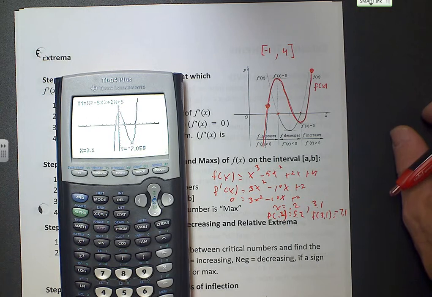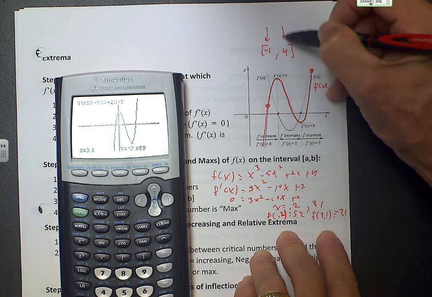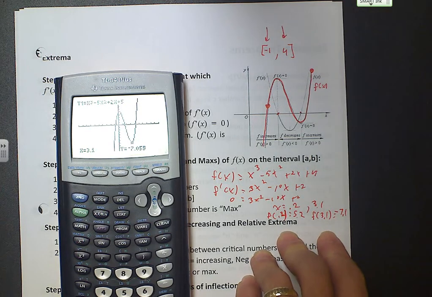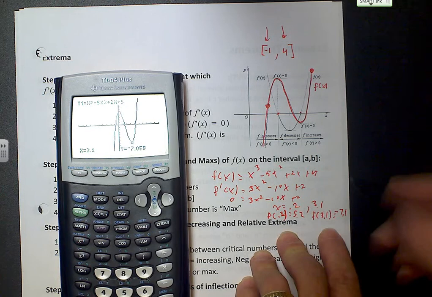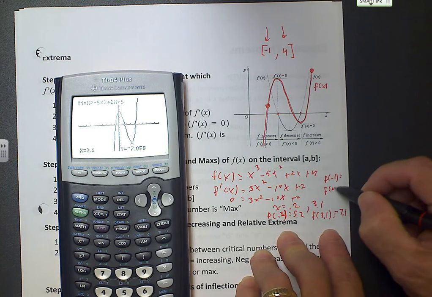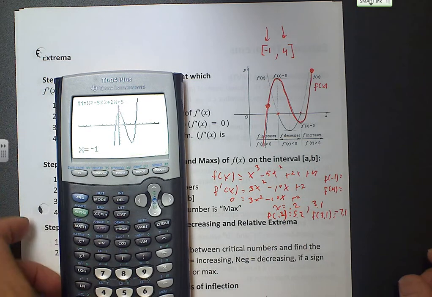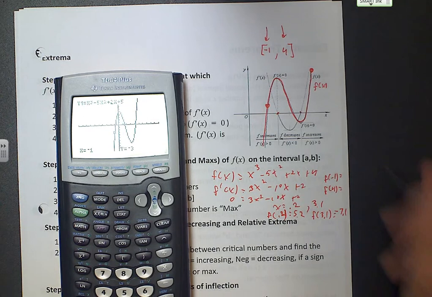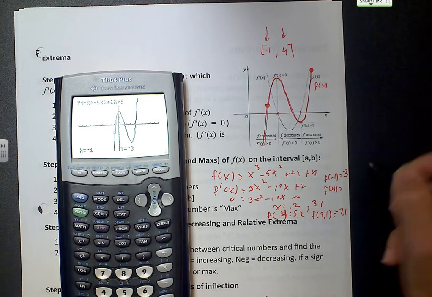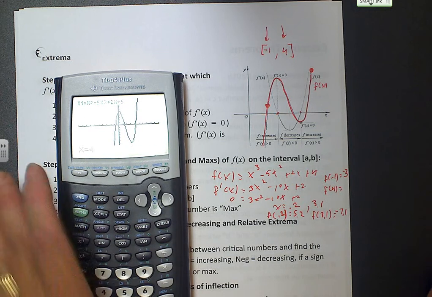The question was, is it an absolute max or min? To check the absolute, I need to check the original bounds that I gave you. So I also need to check f of -1 and f of 4. What is f of -1? Trace -1, that's a -3. And trace 4, that's an f of -3.